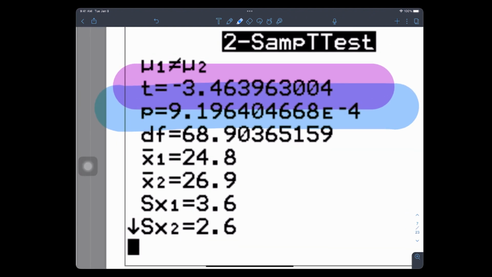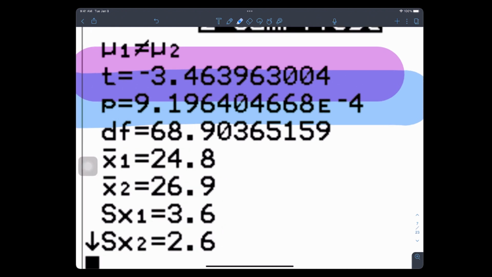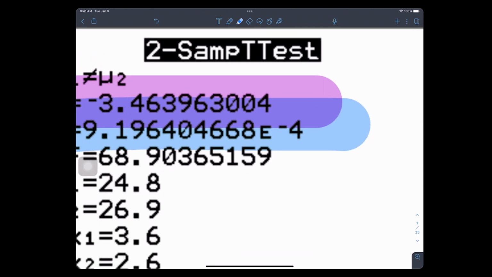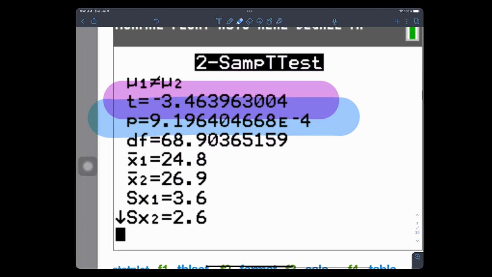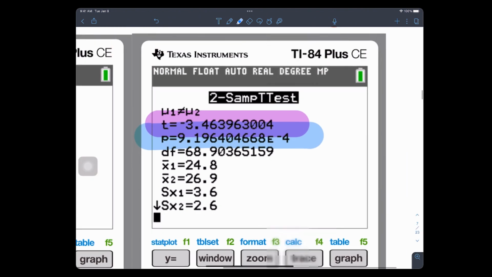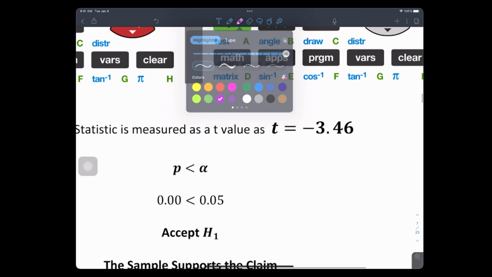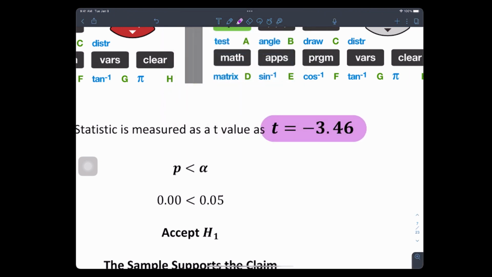The p-value is approximately 0. Why? Scientific notation. You move the decimal 4 spaces to the what? To the left. So notice what I did. I think I summarized it down here. Yes, I did. See this here? Here's your test statistic value in the notes.